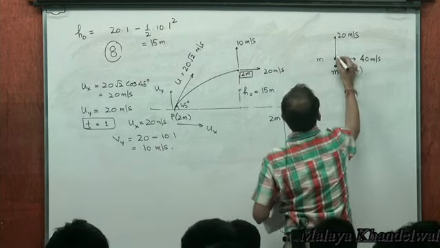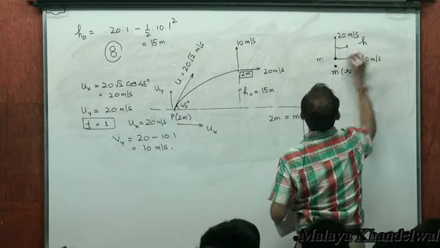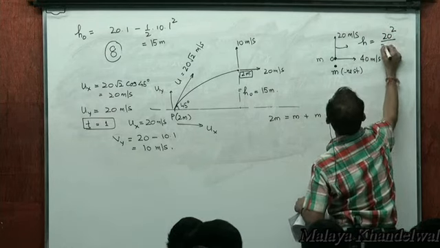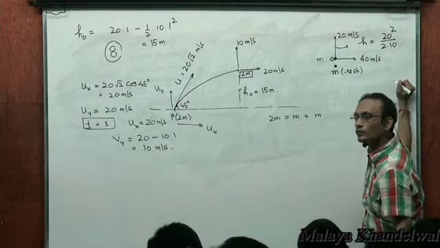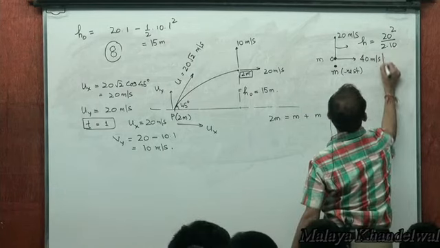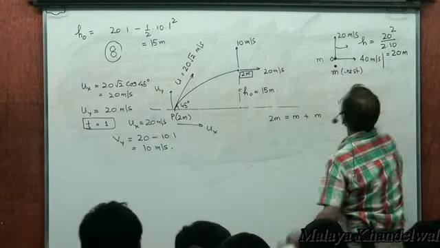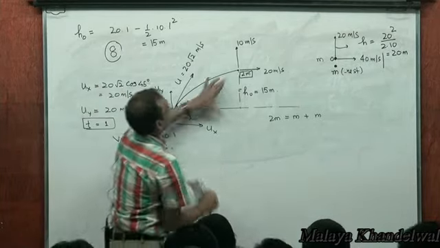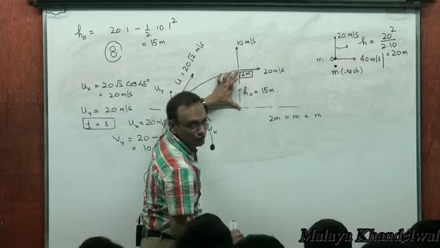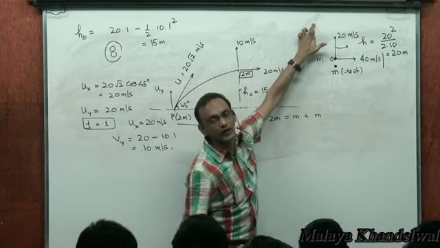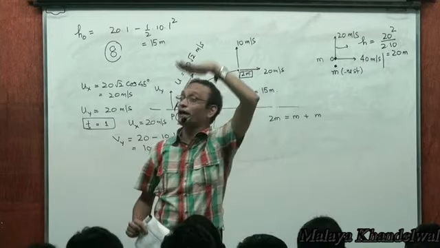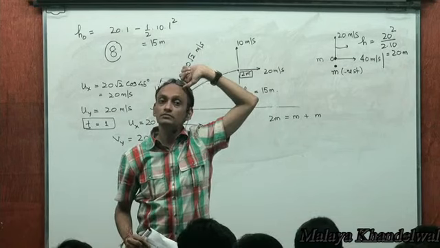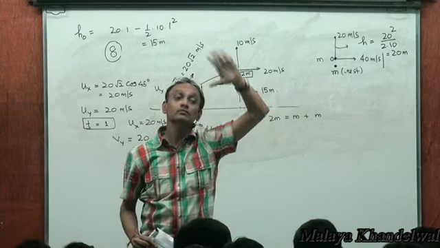Therefore, the h max reached by this particle above this point, above O, the maximum height that it will attain is 20 squared by 2g. That makes it 20 meters. That's the maximum height that this attains from this point onwards. Right? That means it had already gone 15 meters. Now it will go a further 20 meters. That means it will attain a maximum height of 35 meters. What do you say? Right?